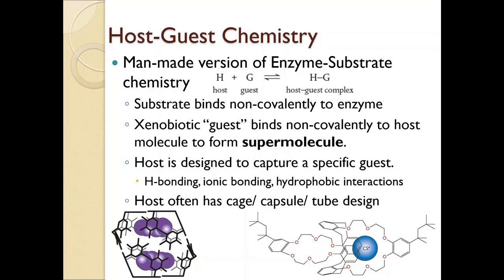The host structure often has some sort of cage or capsule or tube design, like you can see here where the guest molecule is kind of trapped inside of this cage. And these cages and capsules you actually saw examples of in topic 4 with chemical bonding and structure, where we looked at buckyballs and graphene tubules and things like that. This is one chemical application of those large carbon structures that we saw in topic 4.